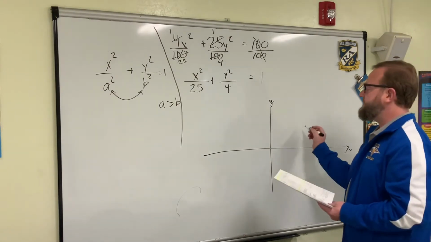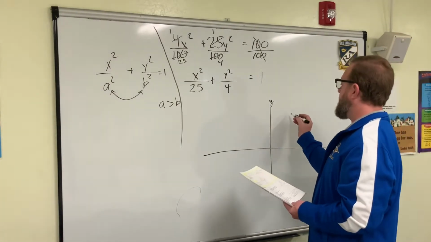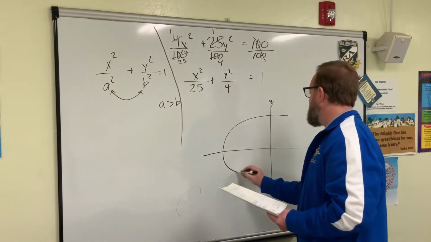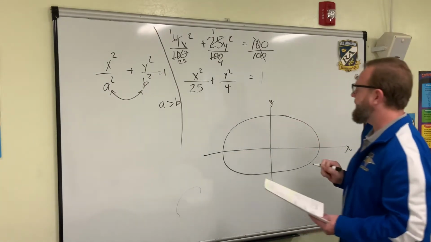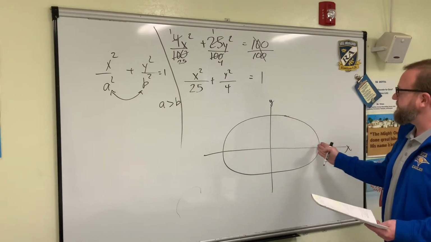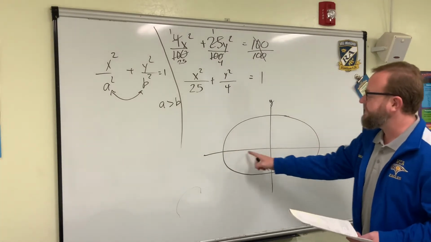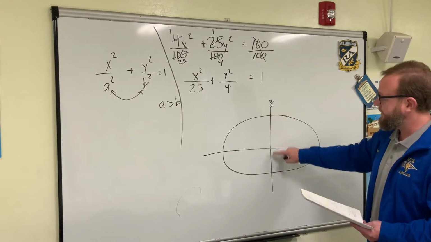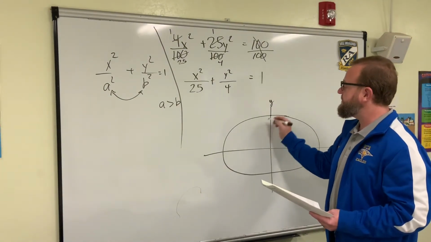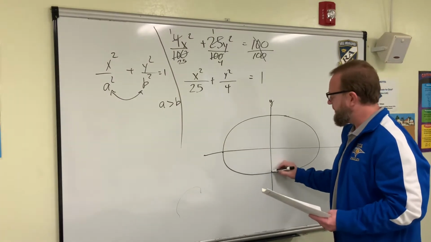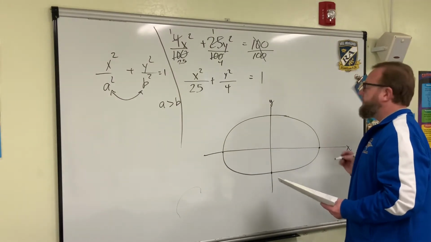So the vertices, if I'm going to have an ellipse that's going to look like this, just make it nice and big. This is supposed to be the same distance here to here, and here to here, and here to here, and here to here. The vertices are what points? This, this, this, and this.